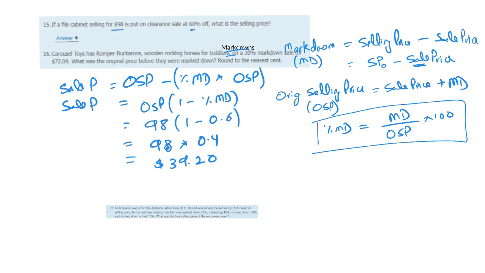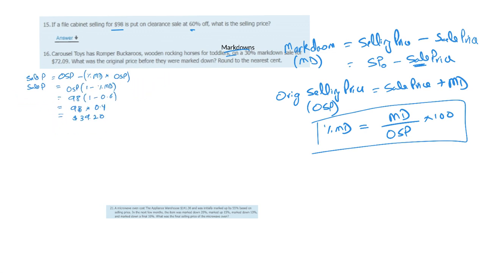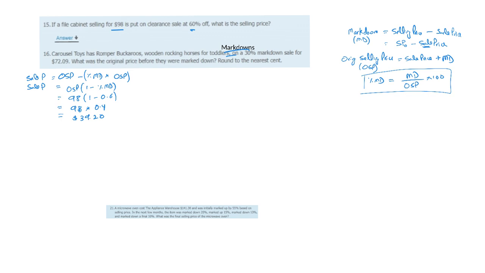Now let's look at the next question. In this question, we have a toy company selling rocking horses, and they are on a 30% markdown sale, and the sale price now is $72. So this is the case where we have our markdown as 30%, and then our sale price is $72.09. Now we have to find our original selling price.